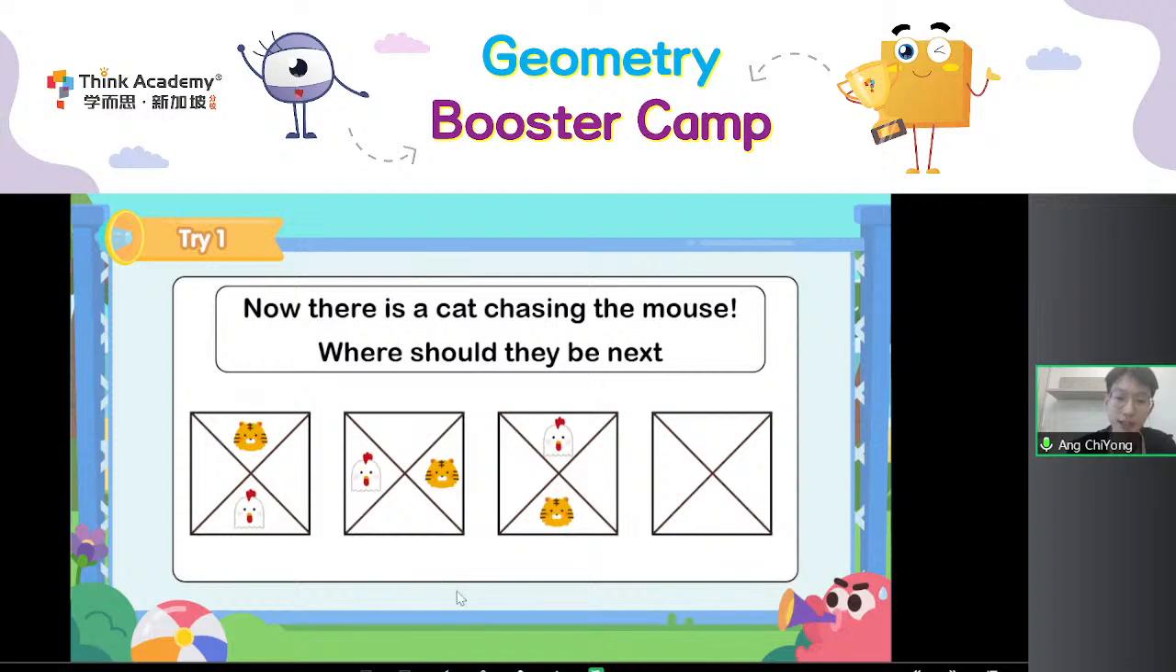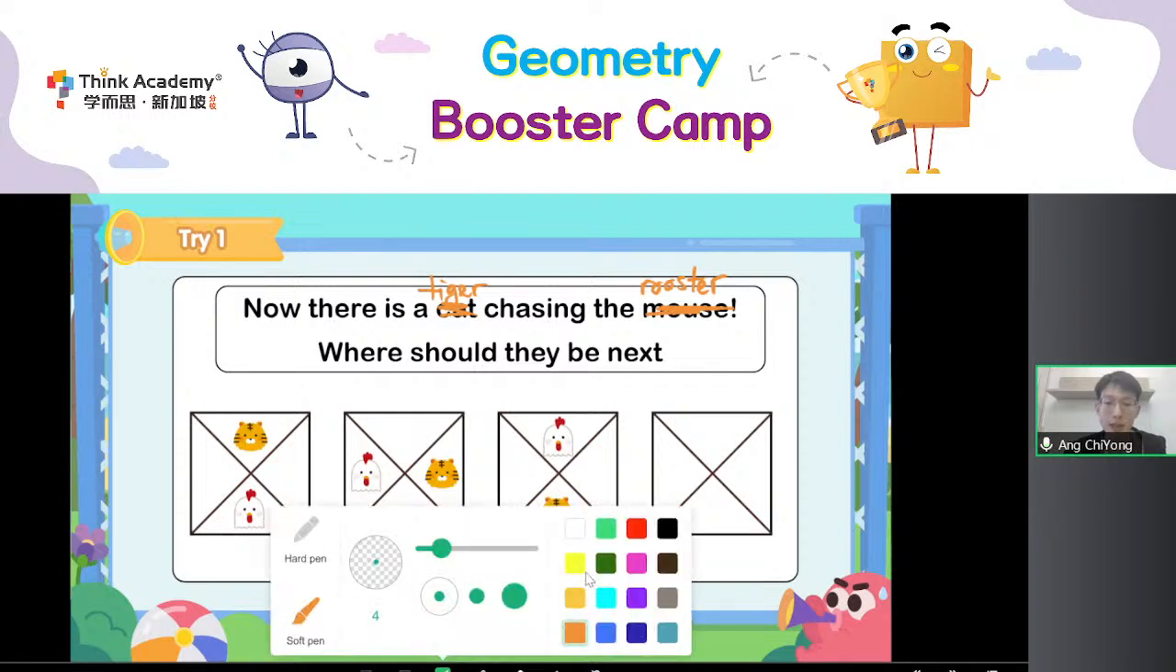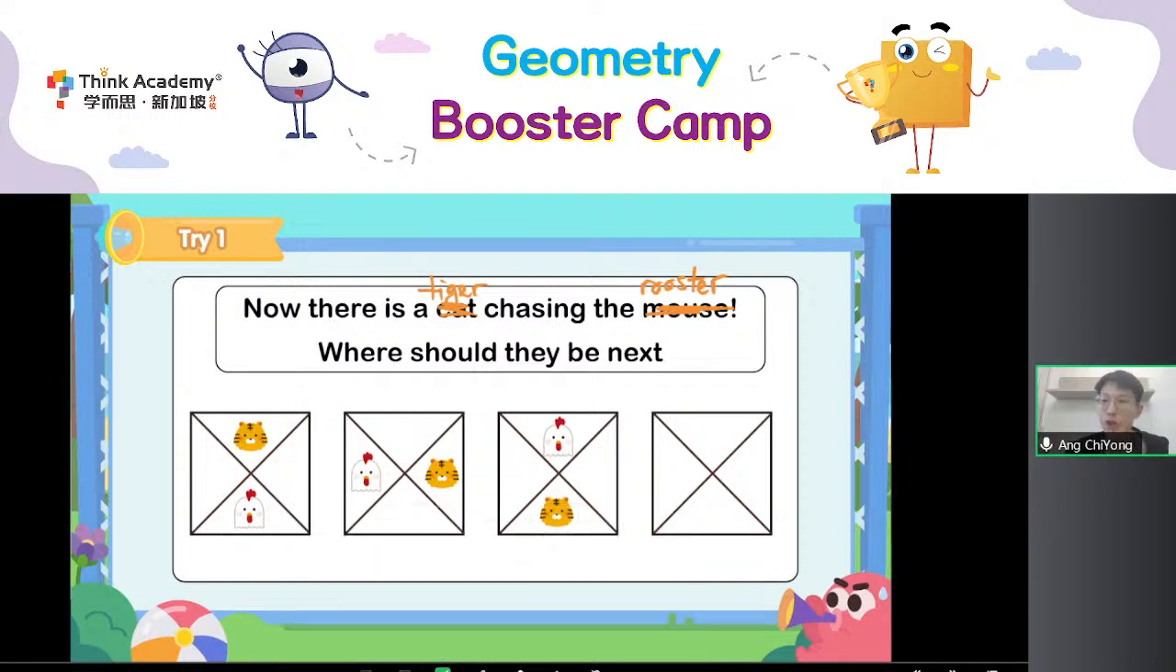Okay, oops, not a cat chasing a mouse, huh? It's a tiger chasing the rooster. All right, I'm gonna give you some time again. Try to find out where both animals are. Okay? And maybe you can draw on your book over there. Draw on your worksheet if you have. Okay, where is the tiger? Where is the rooster? I'm sure you can figure it out.